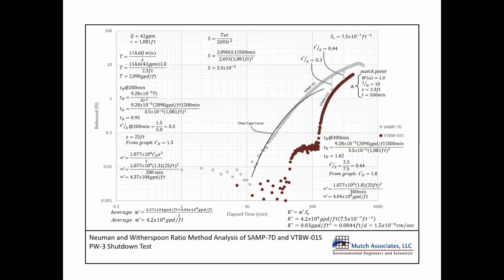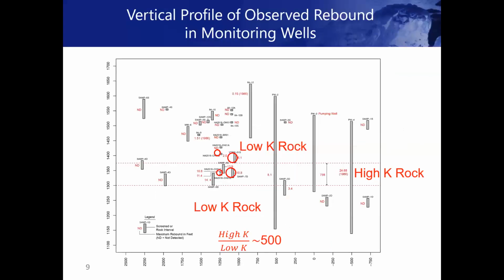This is another test that was done using a different well cluster. I'll just go back for a second. We used this well, 7D, which is right in the high K zone. And then this well, VTBRW01S, which is just up into the lower permeability rock.